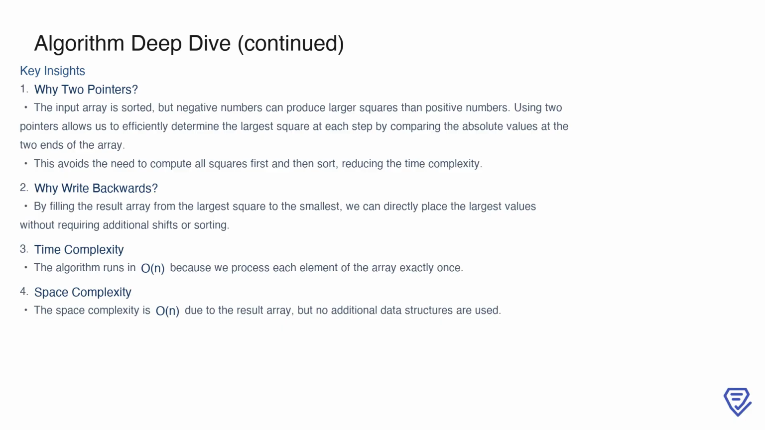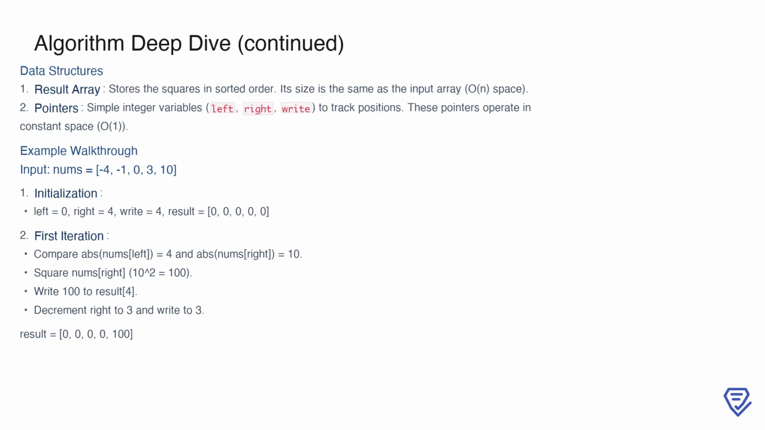In terms of complexity, the algorithm processes each element exactly once, making the time complexity O(n). The space complexity is O(n) due to the result array, but no additional data structures are required, so the memory usage is minimal. The data structures used in this algorithm are simple yet effective. The result array is the main storage for the squared values in sorted order, requiring O(n) space. The pointers left, right, and write are basic integer variables that track positions in the input and result arrays and operate in constant space. Let's consider an example to see how these components work together.